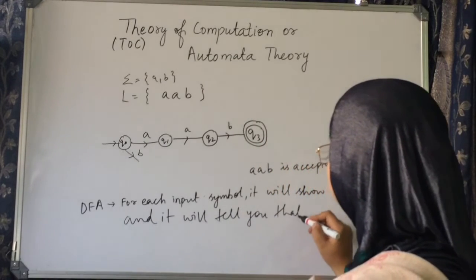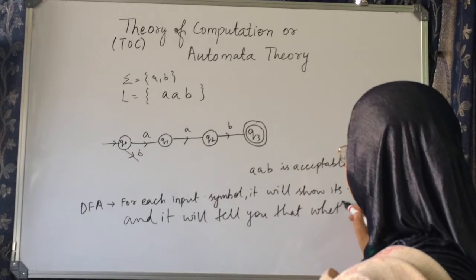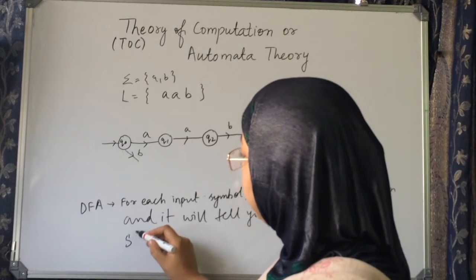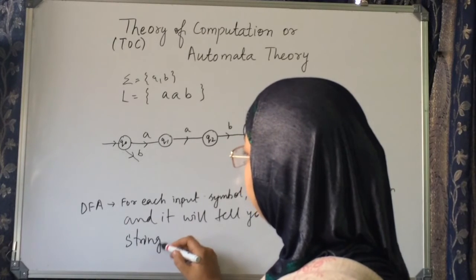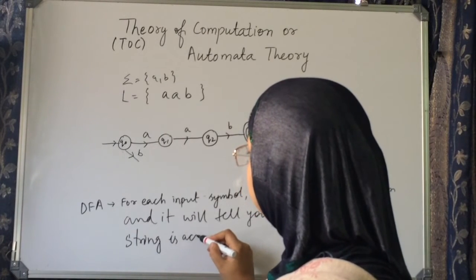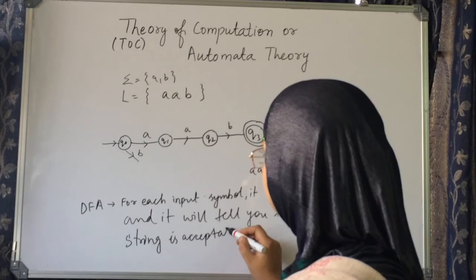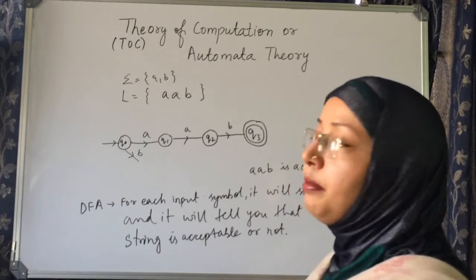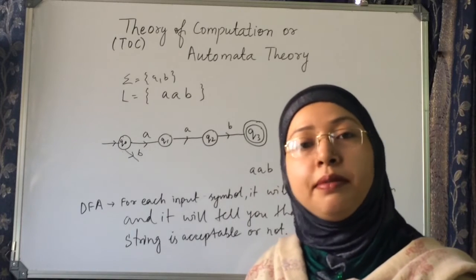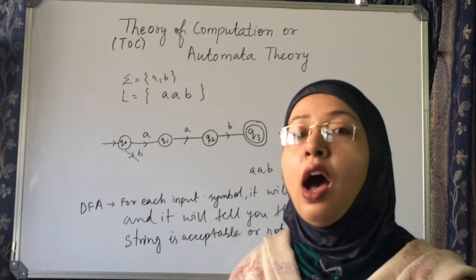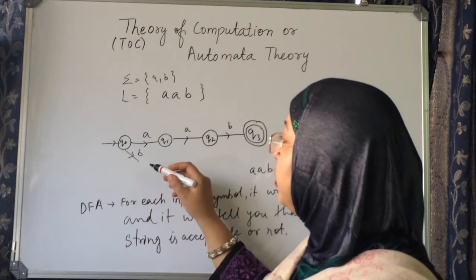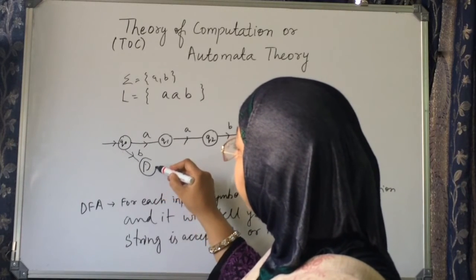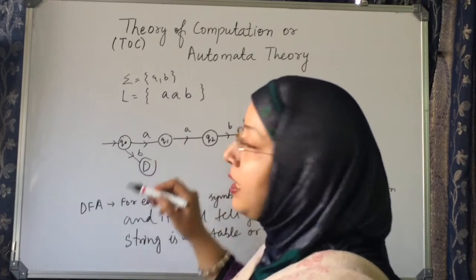It will show its transition and it will tell you whether the string is acceptable or not. Not acceptable means it will be rejected. How will we show it? We will show it using another state known as the dead state. What is a dead state?